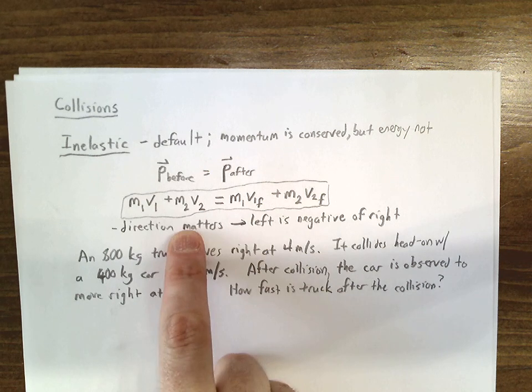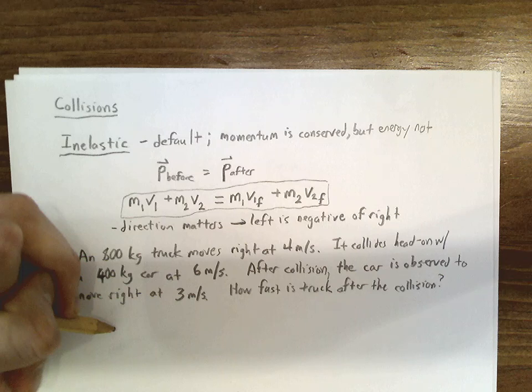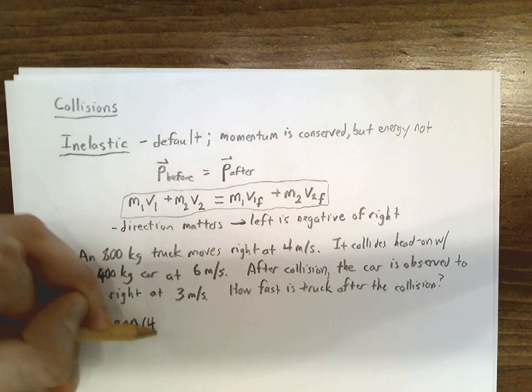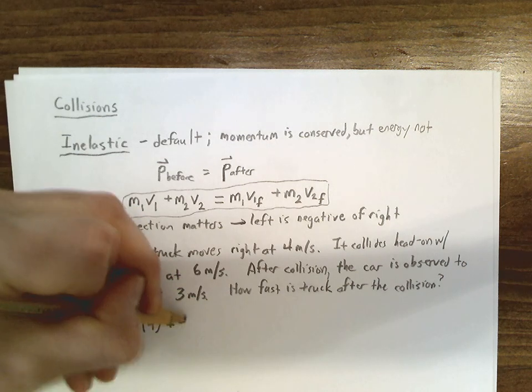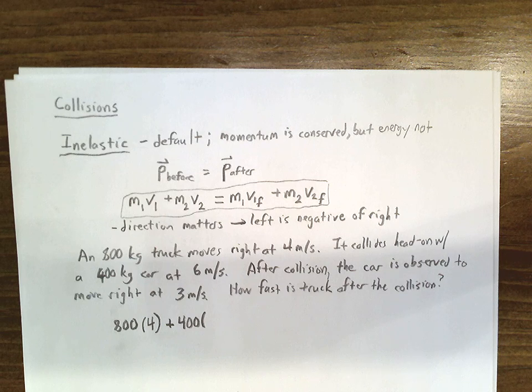So we're going to use our conservation equation. We're just going to fill in all the pieces we know. We have an 800 kilogram truck at 4 meters per second. We're going to add the 400 kilogram car moving at 6 meters per second. But because it's a head-on collision, the car needs to be moving opposite to the truck.